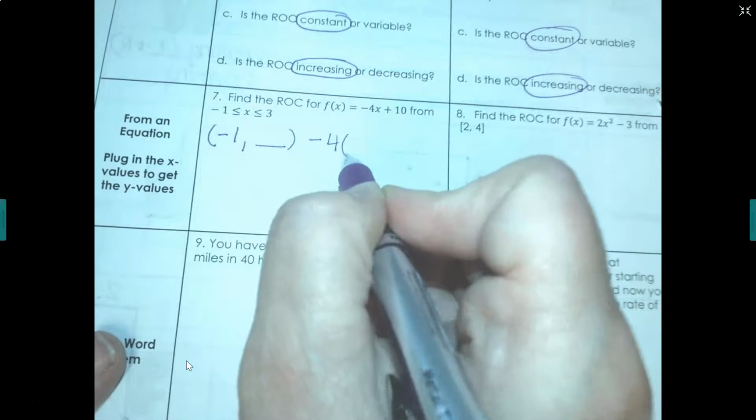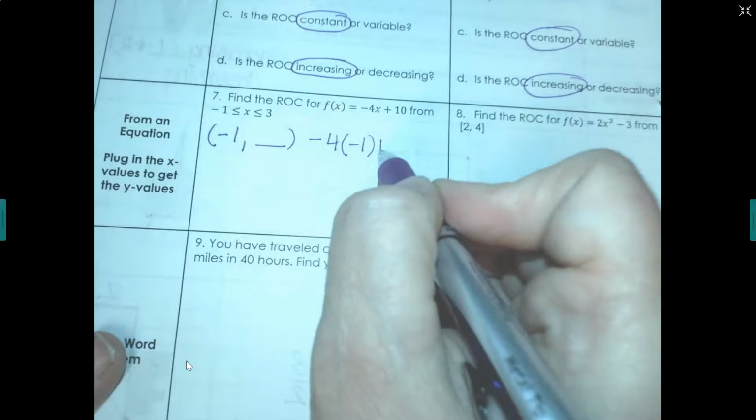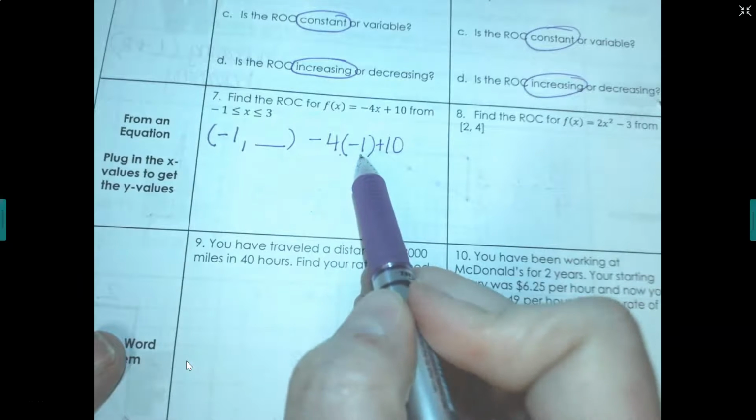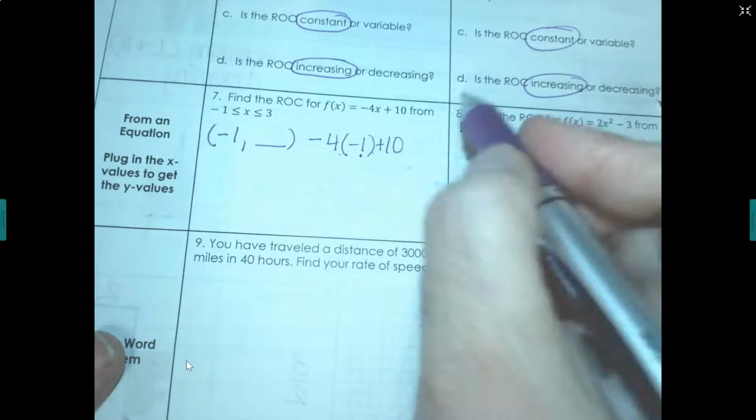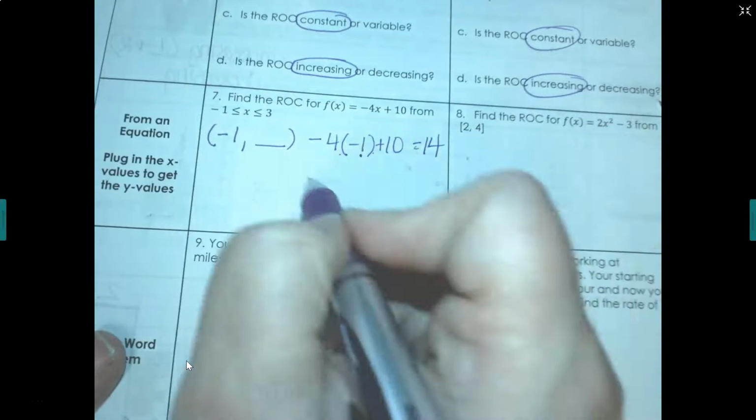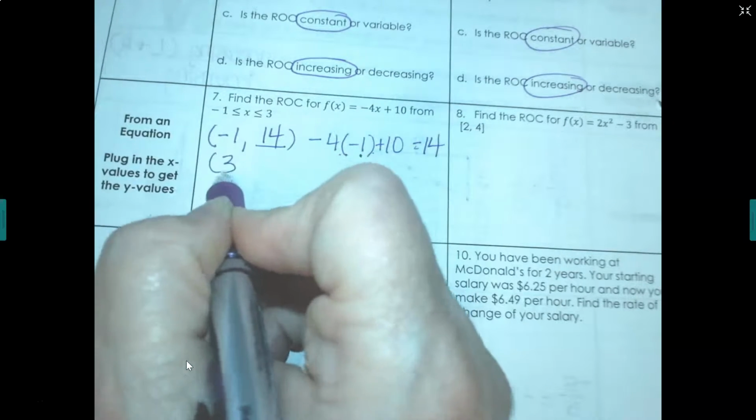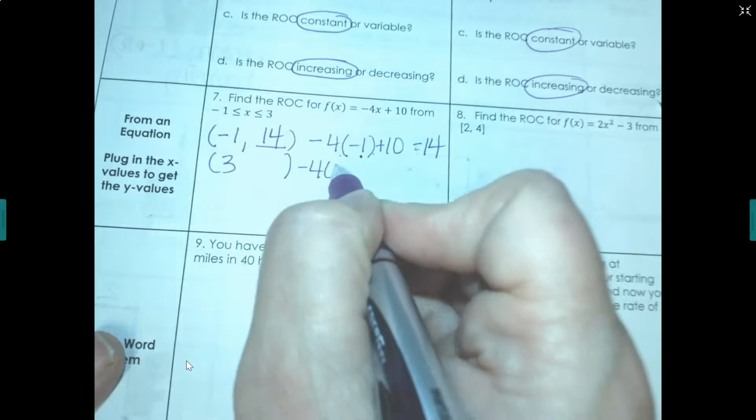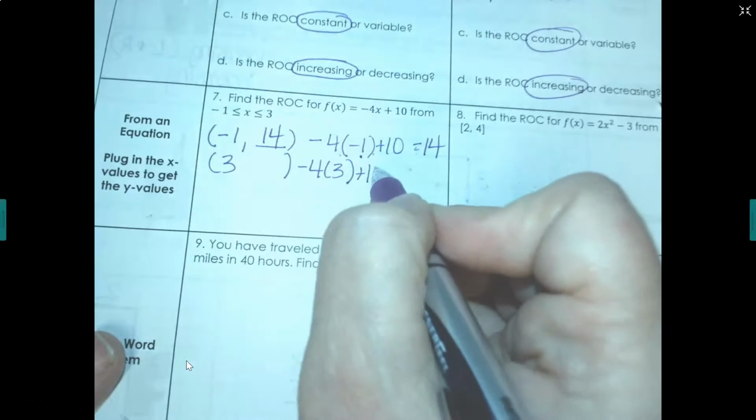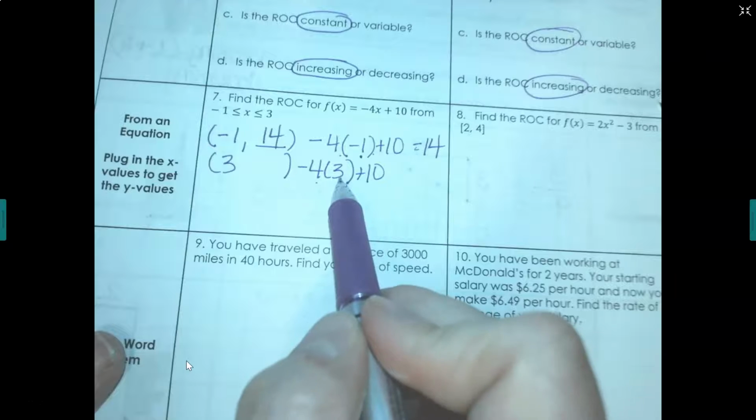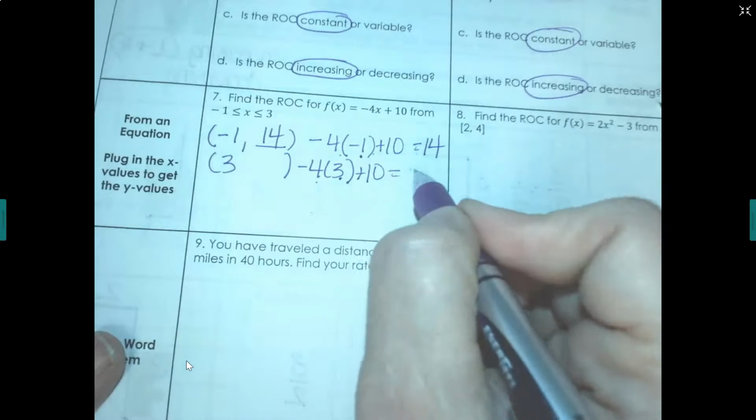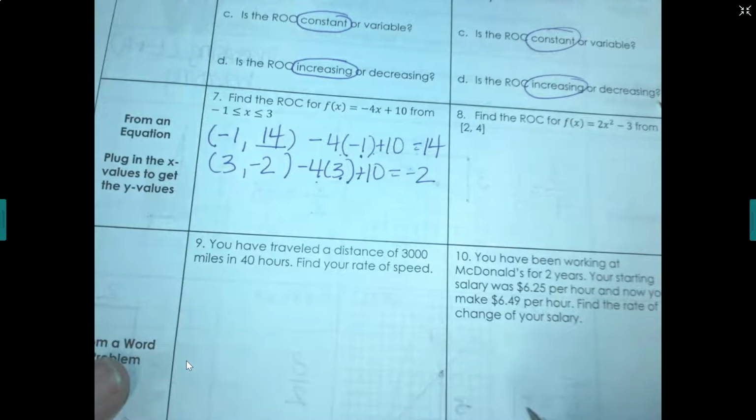So if x is -1, I want to know what the y value is. We can take -4, where the x is, and plug in -1, plus 10. -4 times -1 is 4, plus 10 gives us a y value of 14. If I plug in 3, I have -4 times 3 plus 10. Well, -4 times 3 is -12, plus 10 is -2. So those are my two points.